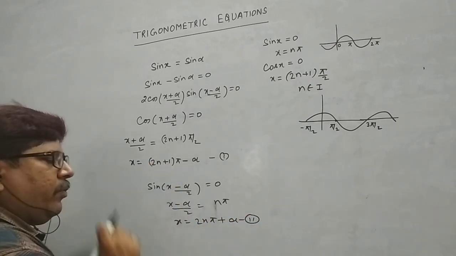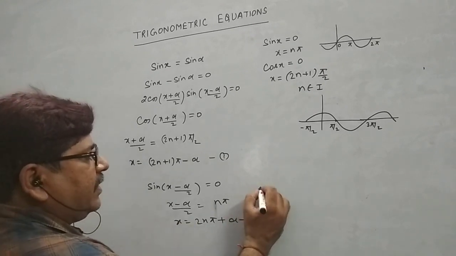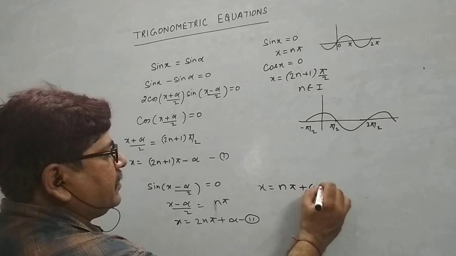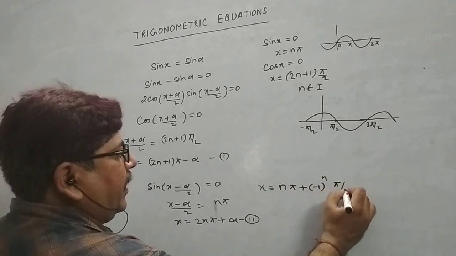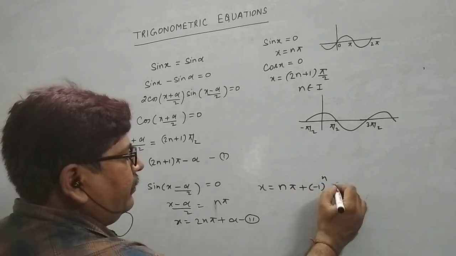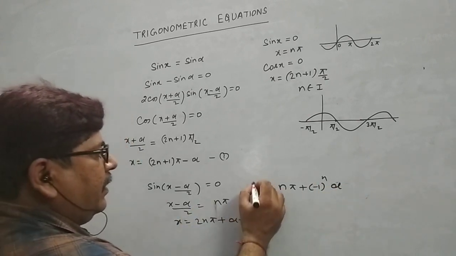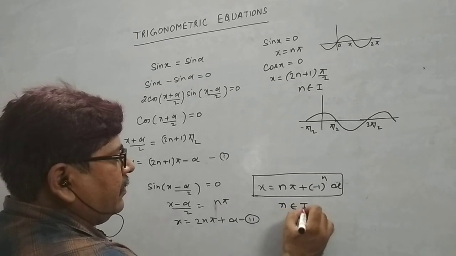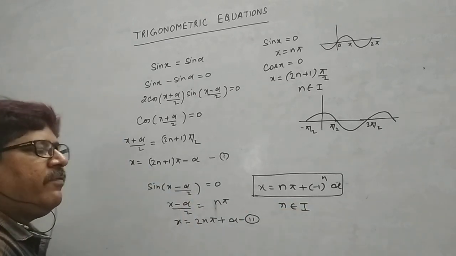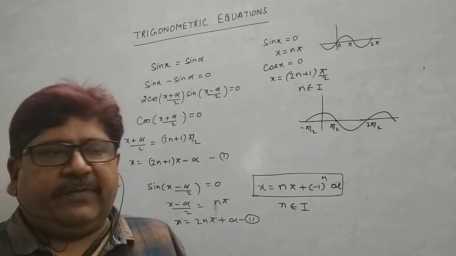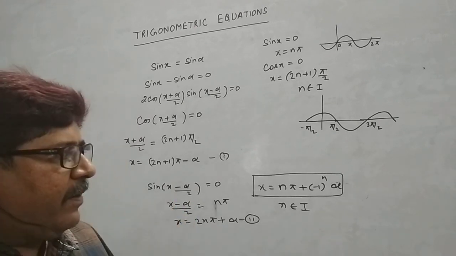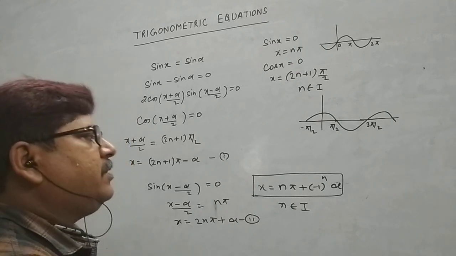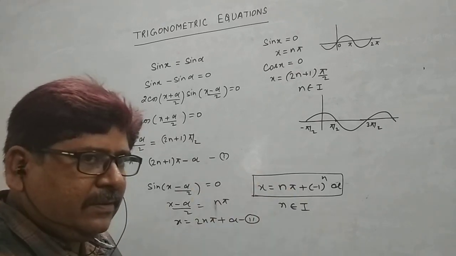Now combining equations 1 and 2, we get the general solution as x is equal to n pi plus minus 1 raised to the power n into alpha. Alpha is this angle, and here n belongs to integers. So this is the general solution for sin x is equal to sin alpha. Whenever we are provided with the equation sin x is equal to sin alpha, we can write the general solution of x as this. Got it?